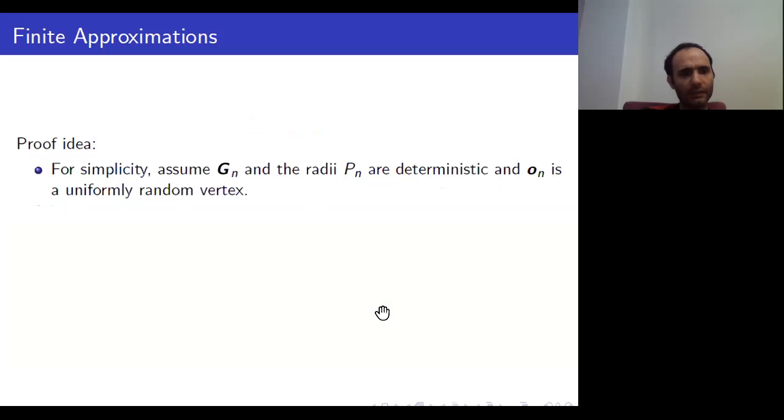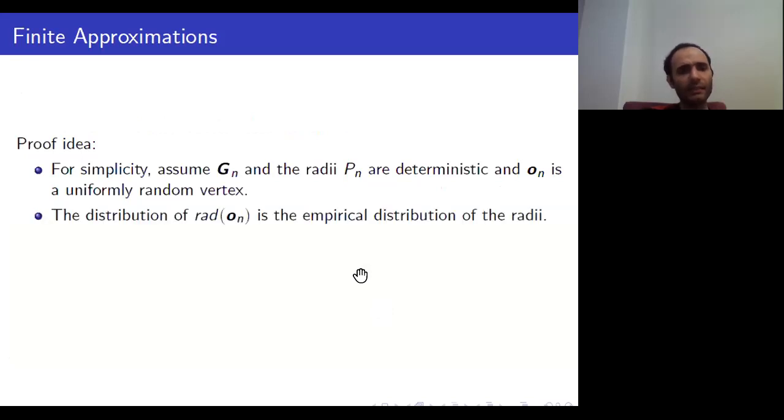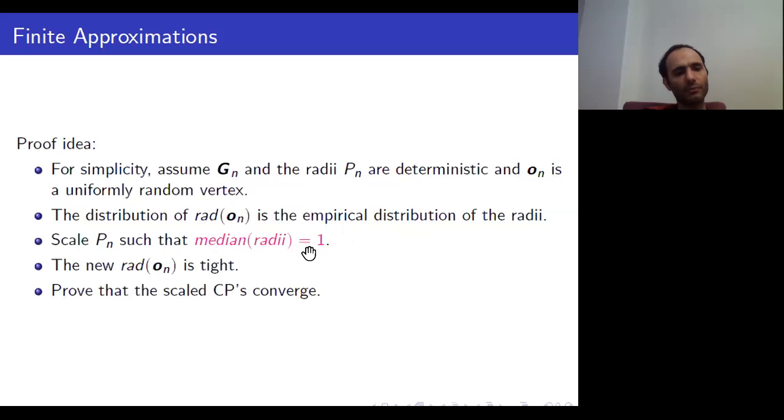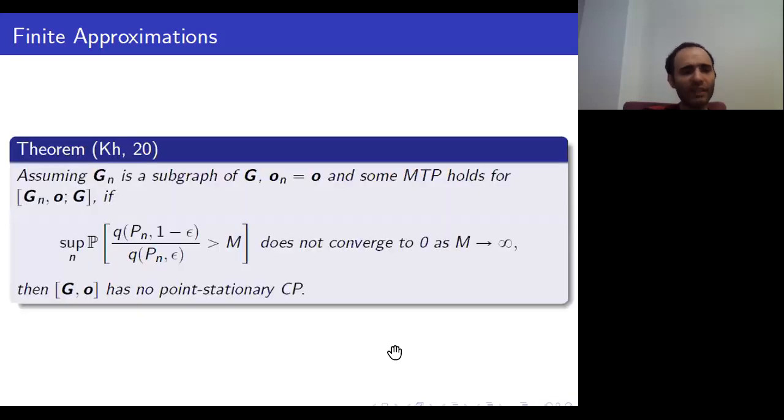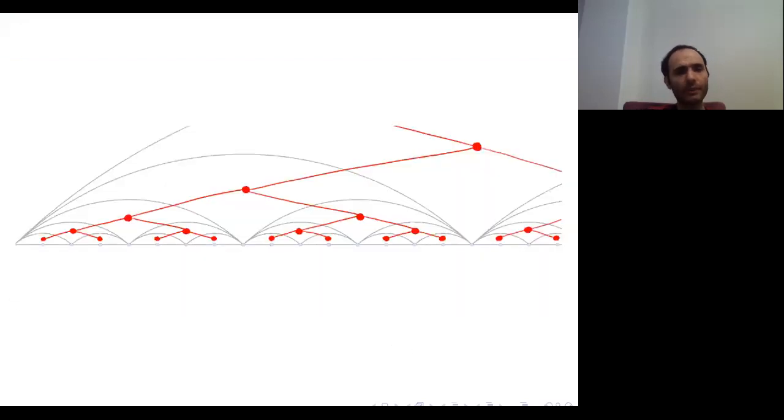We need, here's the proof idea. Since the root is uniform among the vertices, the distribution of the radius of the root is just the empirical distribution of the radii. The idea is to scale Pn such that a global quantity, such as the median radius, is 1, and to use the assumption to prove that the scaled circle packing still converges. We need a reverse of this, and we can prove the reverse under the stronger assumption that Gn is a subgraph of G. We want to apply this to our graph.